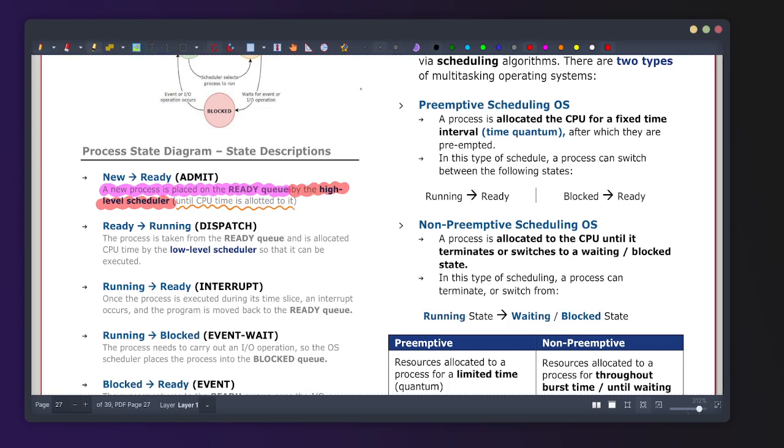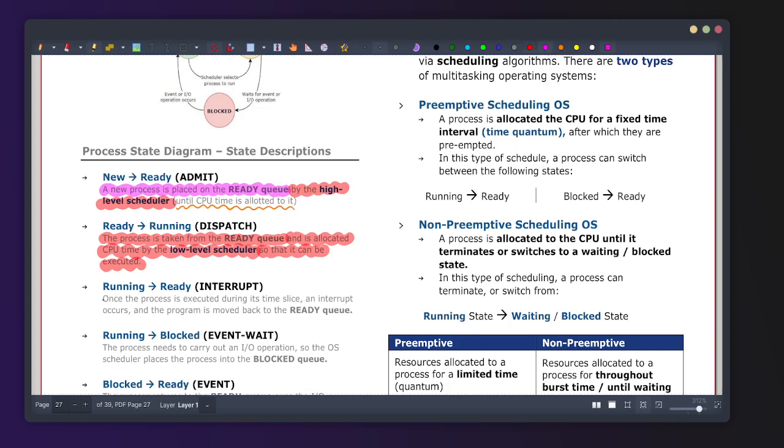In this phase, what happens? The process is taken from the ready queue and is allotted CPU time by the low level scheduler so that it can be executed. So that's pretty straightforward, right? A process is picked from the ready queue and sent to the CPU, and who does this? The low level scheduler. Its responsibility is to pick processes from the ready queue to the CPU, and that's that. That's called dispatching. And then running to ready, we call this interrupt.